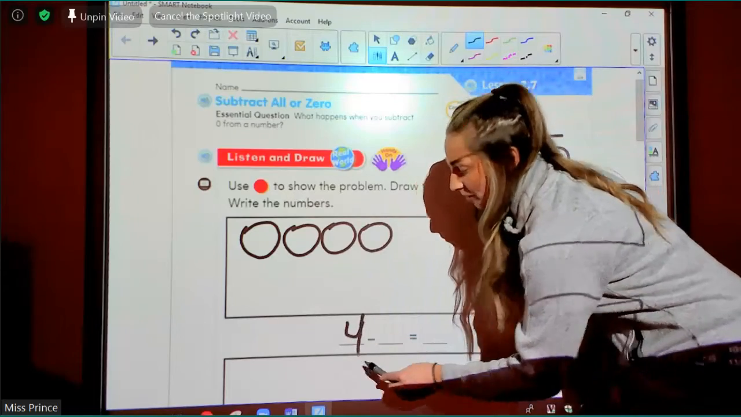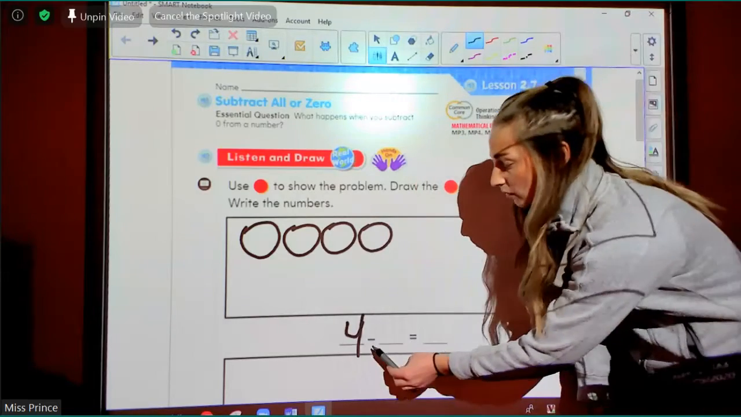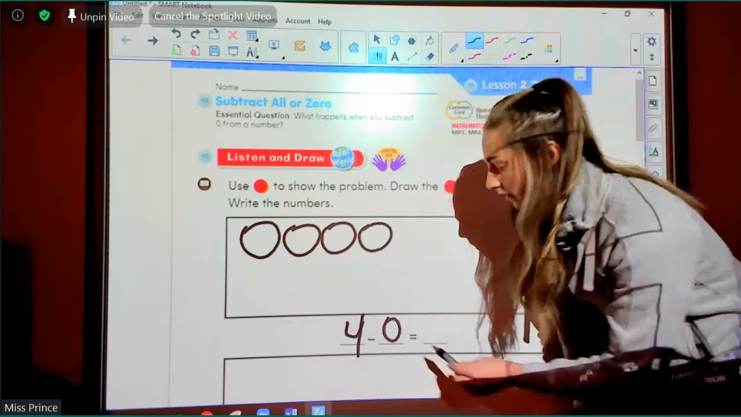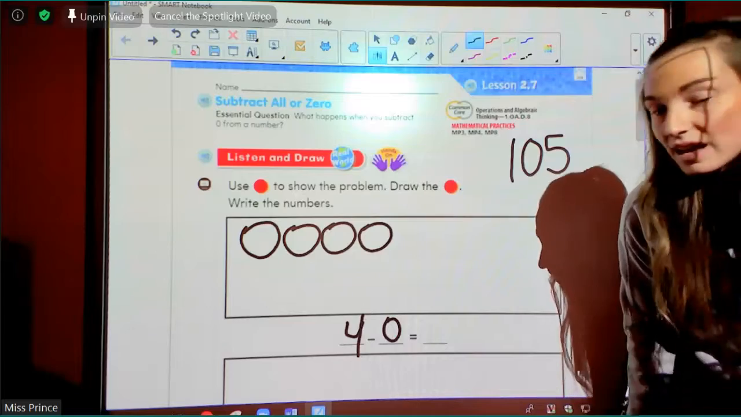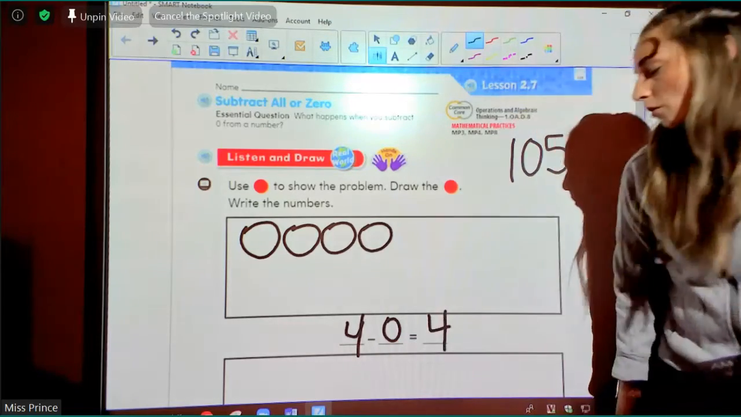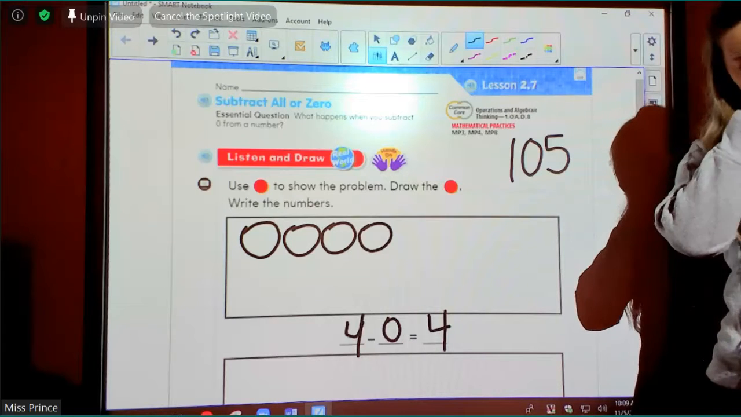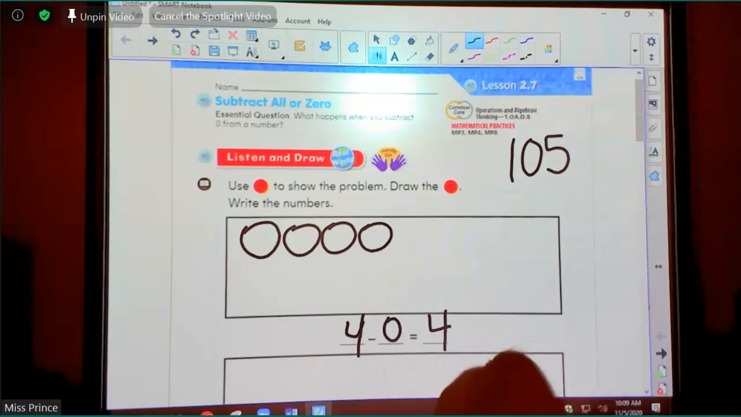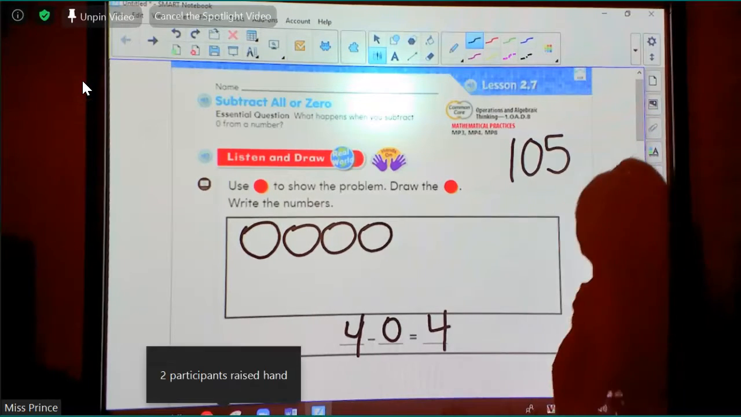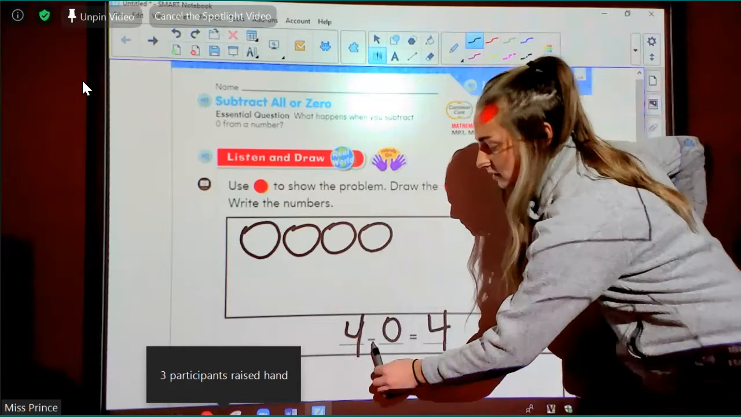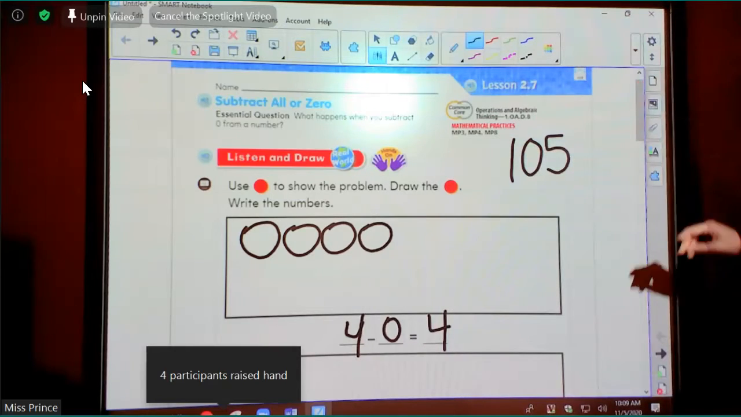So down here, I want you to write the number 4. Take away or subtract 0 because I didn't take any away. So I'm going to put a 0. Now, Alakai said that if I didn't take any away, I still have 4. So my answer or my total is going to be 4. Go ahead and show me that in your book with the raise hand button to let me know. Thanks, Liam. Thanks, Xander. 4, take away 0, still equals 4.